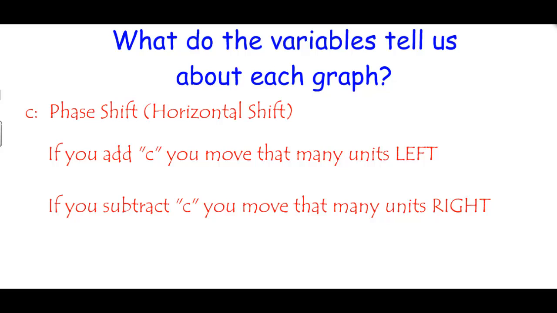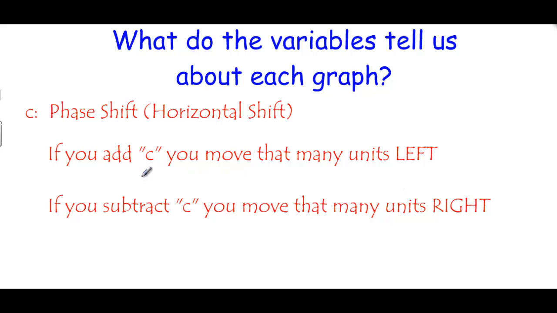Okay. C does the things that we're used to. It's our phase shift, or in the past we've called it a horizontal shift. When we're dealing with trig functions, we call it a phase shift. That's how much the graph is going to shift left or right. And if you remember from before, if you are adding C, we actually move that many units to the left, and if we subtract C, we move that many units to the right.